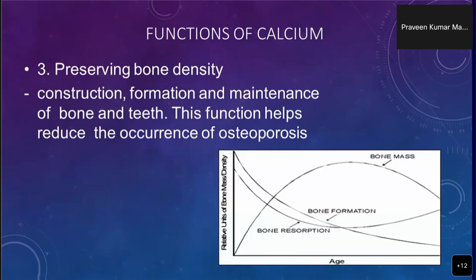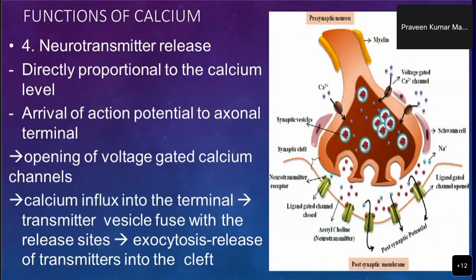The next functions of calcium include preserving bone density and maintenance of bone and teeth. It helps to reduce the occurrence of osteoporosis, and it also plays a major role in neurotransmitter release at the neuromuscular junction, where the action potential arrives at the axon terminal, the voltage gated calcium channels open, calcium influx occurs into the terminal, and the transmitter is released by exocytosis into the cleft.